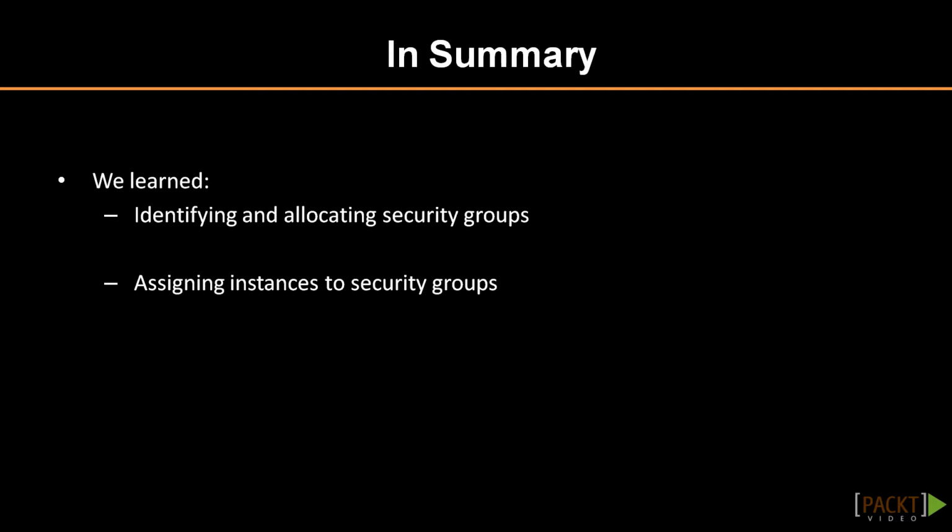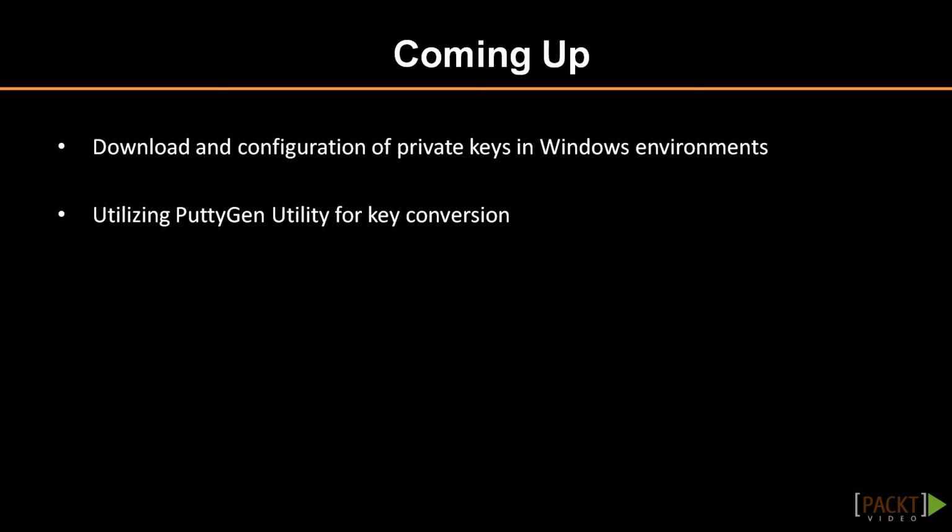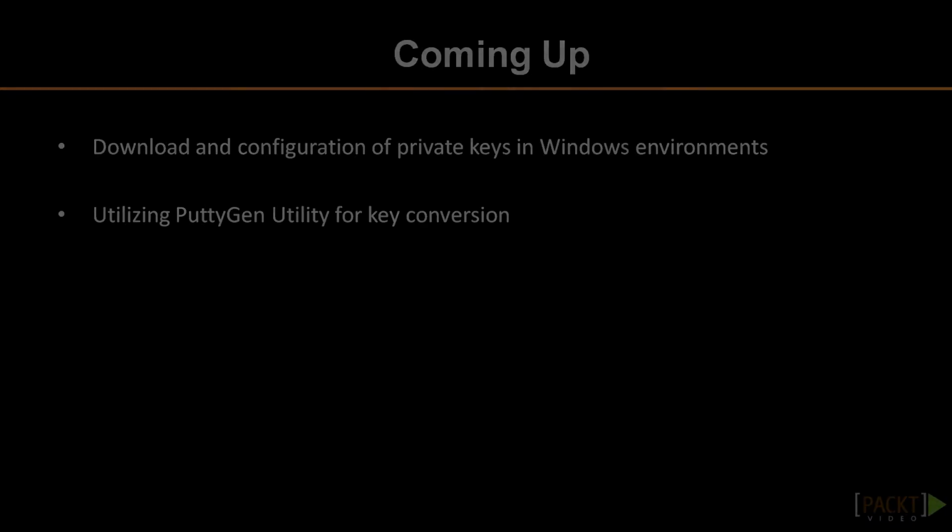So to summarize, we taught you how to identify and allocate security groups. We showed the different rules for the security groups, and specifically the ones we need for Hadoop. In the next video, we will talk about the downloading and configuration of private keys in the Windows environment, and we'll also look at utilizing the PuTTY utility to convert those keys into a format that we can use with the PuTTY tool to connect our instances.